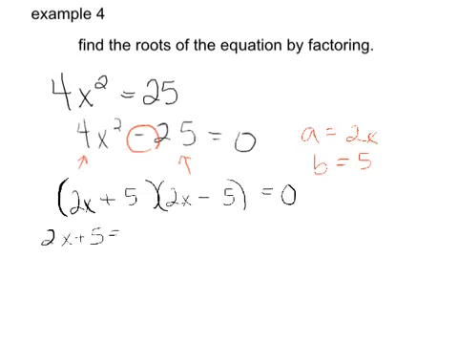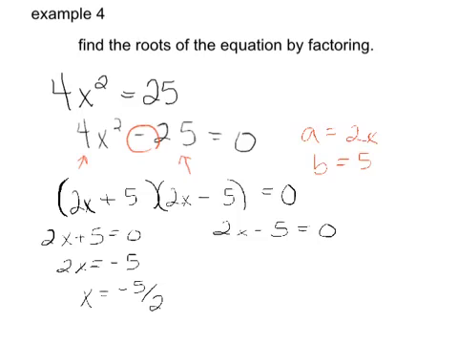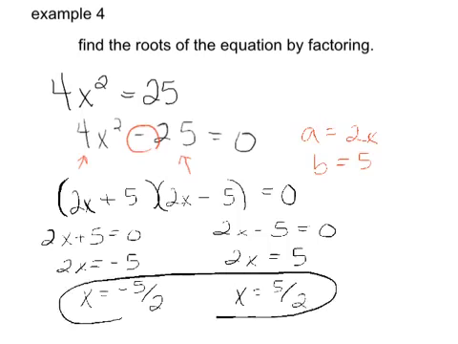2x plus 5 equals 0. 2x minus 5 equals 0. Subtract 5 from both sides. X equals negative 5 halves. Add 5 to both sides. X equals positive 5 halves. So we found the roots of our given equation.